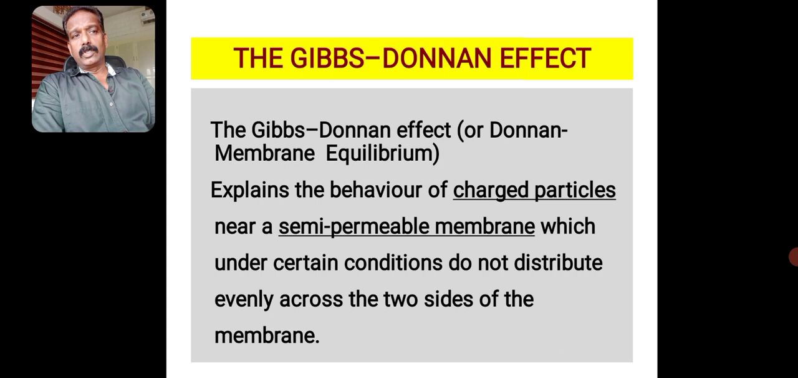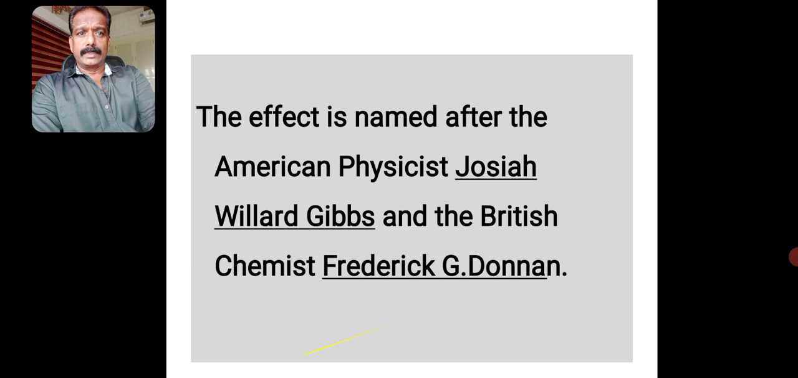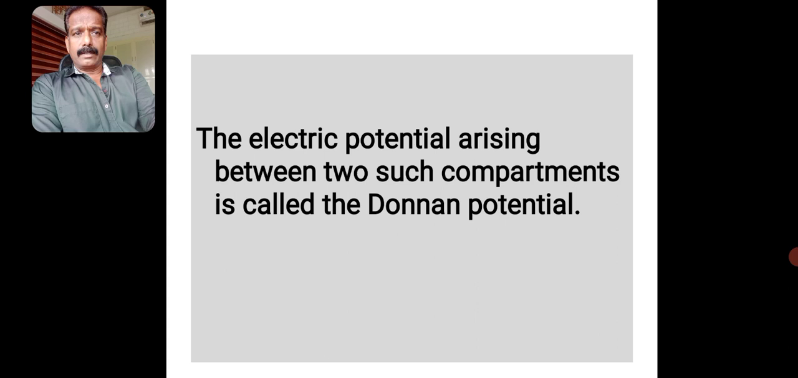As a result, there will arise what is called an electrical gradient also, because of the differential distribution of these anions and cations on either side of the membrane. The electrical charge will be uneven, and as a result, an electrical potential will be there, which is called the Donnan membrane potential. This was explained by the American physicist Josiah Willard Gibbs and the British chemist Frederick G. Donnan.